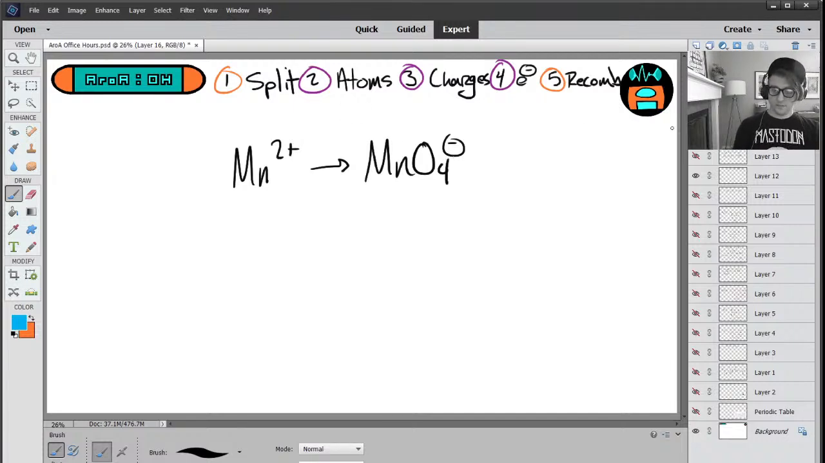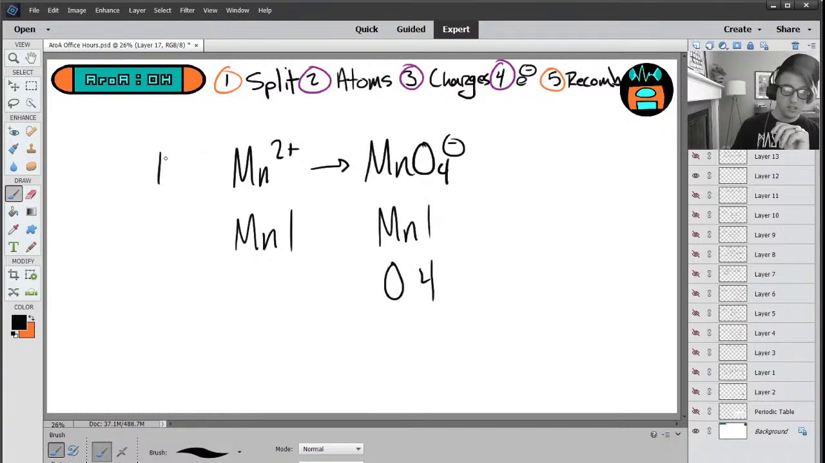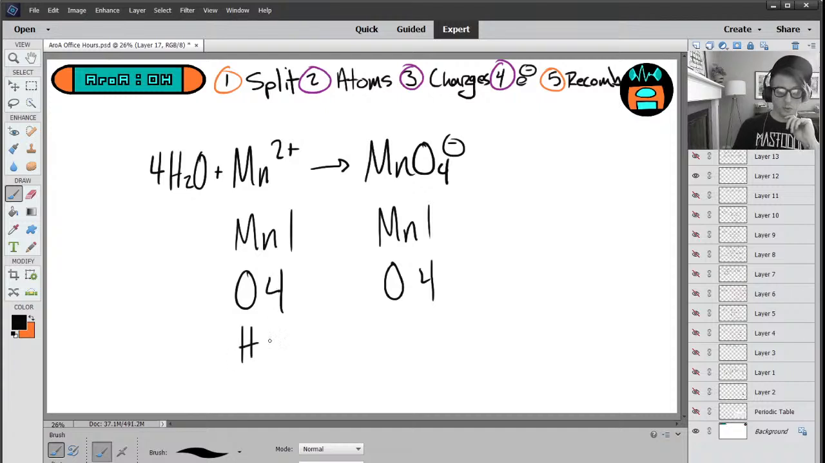So first we need to balance our atoms. There's 1 manganese on our reactant side. On our product side, there's 1 manganese and 4 oxygen. You always use water to balance oxygen atoms for redox problems. So you add 4 water, which unfortunately introduces 8 hydrogens. You balance that using hydronium, H+.